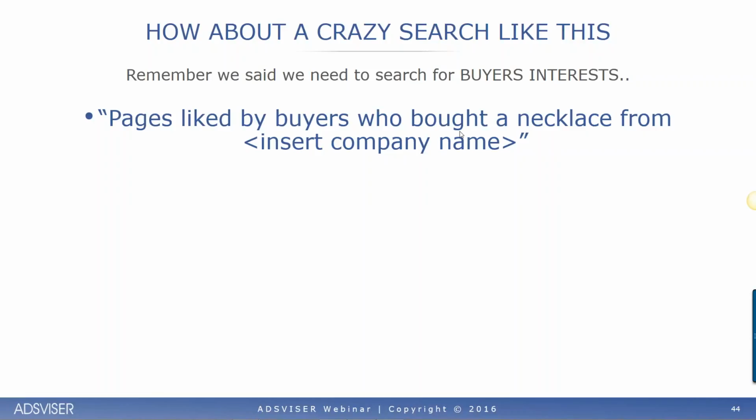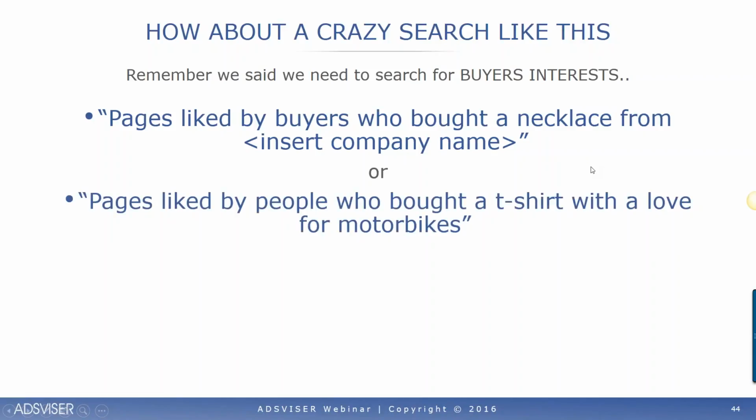So if in graph search we enter pages liked by buyers who bought a necklace from, let's say, Tiffany's, or let's say we want pages liked by people who bought a T-shirt with a love for motorbikes, where do you think that's going to get us? That really isn't going to get us anything from Facebook. Exactly, we're going backwards. Yes, it might get you a bit closer, but I don't think Facebook is going to return anything.